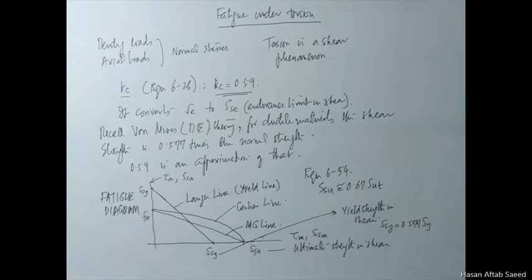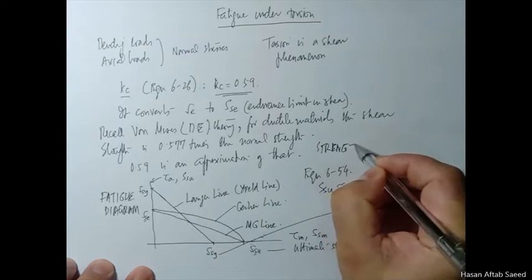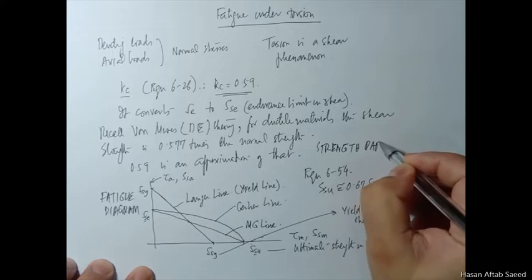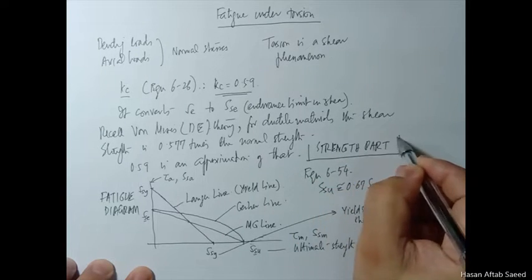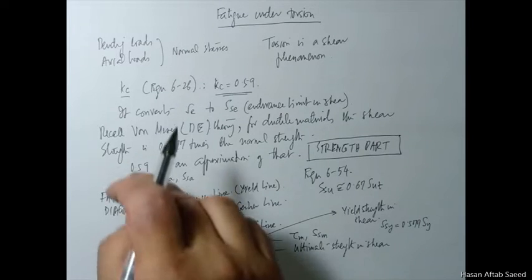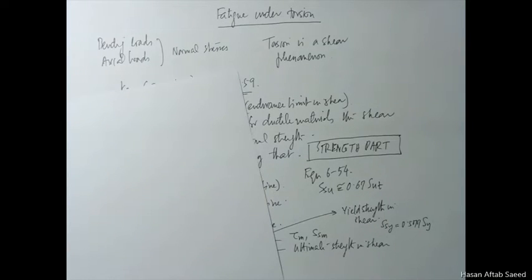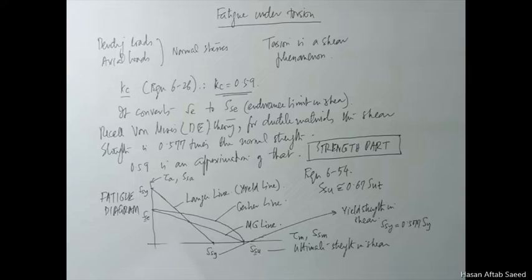So this is how the strength part pans out. The thinking is the same. You have the same fatigue diagram, but on the axis now you plot shear stresses and shear strengths, not normal stresses and normal strengths. So much for strength. What about stresses? Because we have to consider stresses also.